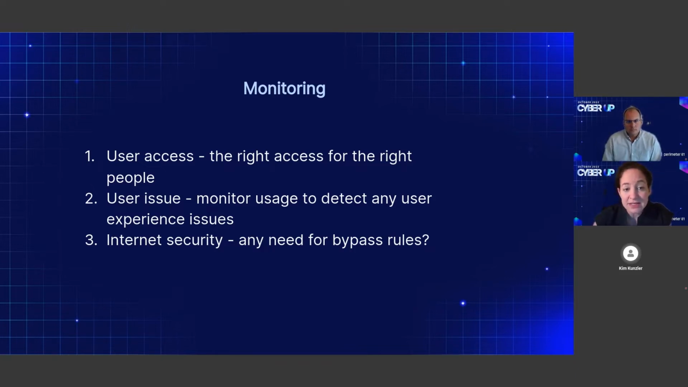And the last bit is internet security. You should probably monitor the logs and see if there's any need to potentially adjust or modify your internet security policy, such as adding bypass rules so that specific content like Zoom or other video would not go through a tunnel, through a VPN, that could sometimes cause latency issues. So this is something you would want to monitor based on user feedback and any statistics the platform provides you, to make sure that the adoption is going well.